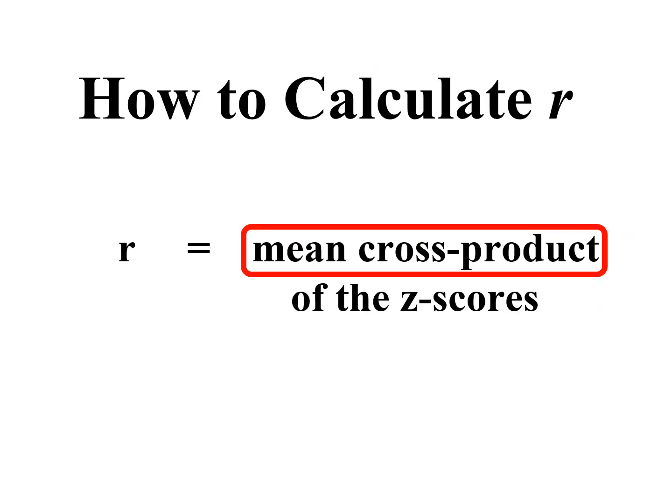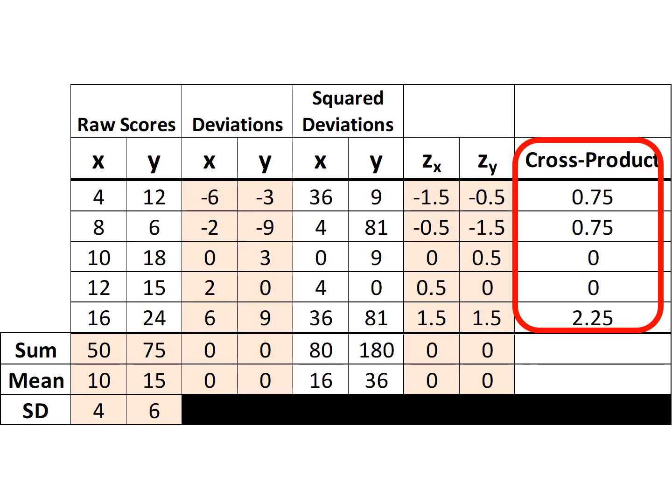As you remember, this is the one-sentence description of how to calculate the correlation coefficient. R is equal to the mean cross product of the z-scores. To find R, all we have to do is calculate the mean of these 5 cross products. So go ahead and calculate the sum of these 5 numbers and their mean.